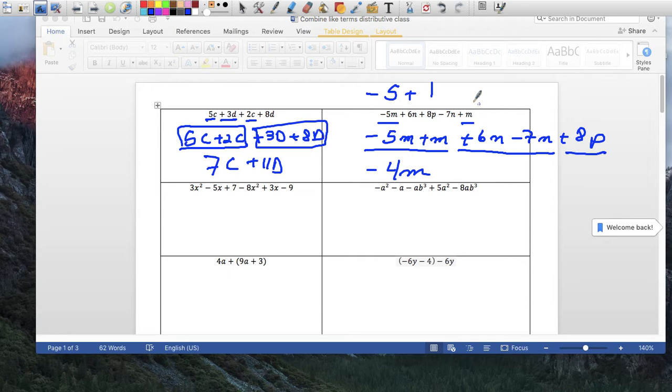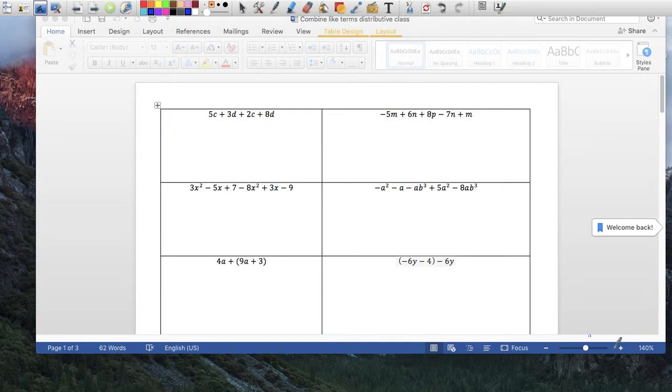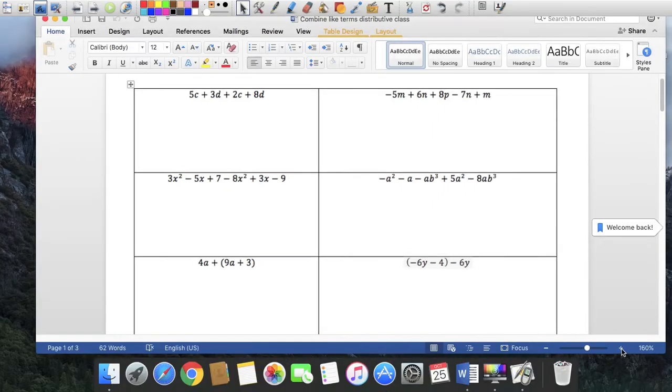Same thing here: plus 6n, so it's a positive 6. Let me take the 6n out. 6 minus 7, so I know it's going to be something n. And 6 minus 7 is the same thing as 6 plus negative 7, and 6 plus negative 7 is negative 1. Or negative 1n, or just negative n is fine. And there's nothing to do with the 8p, so that goes like that. Try to make this a little bigger because I need to see.